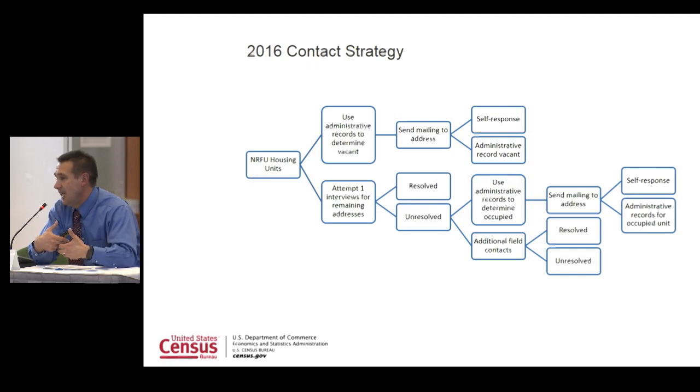For the remaining cases, they received the full contact strategy, which was 6 visits with starting proxy on the 3rd.